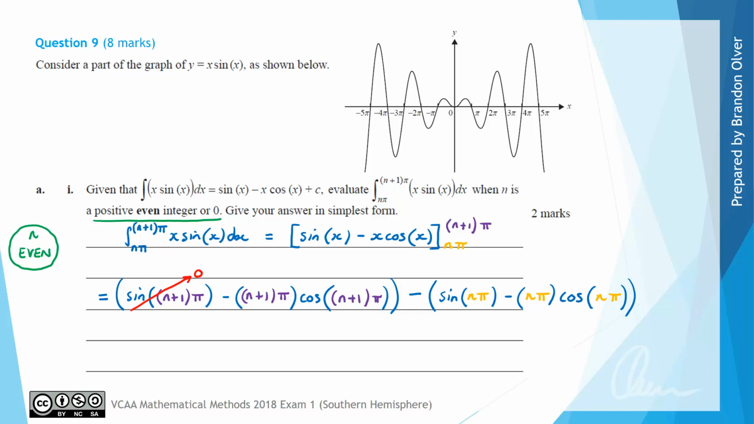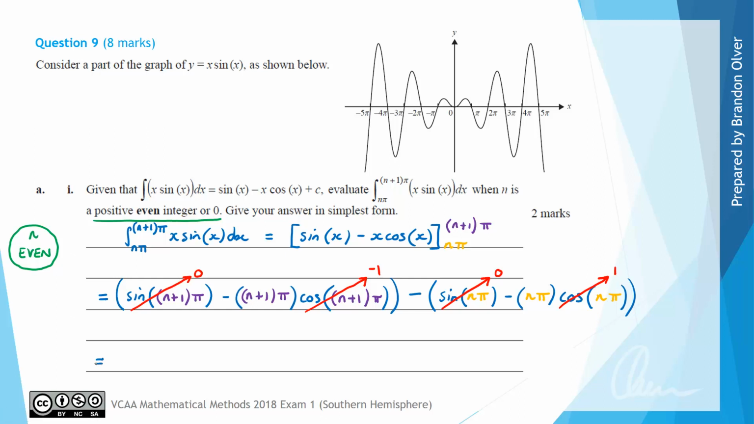And then for cos of n plus 1 pi, where n is even or 0, we'd have cos of pi or cos of 3 pi or cos of 5 pi. And we know that all of those values are negative 1 if we consider the unit circle. And then the same thing over here, sine of n pi, where n is 0 or even, we have sine of 0 or sine of 2 pi or sine of 4 pi or sine of 6 pi. And all of those values are 0. And for cos of values like 0 or 2 pi or 4 pi or 6 pi, we know that it has a value of 1.